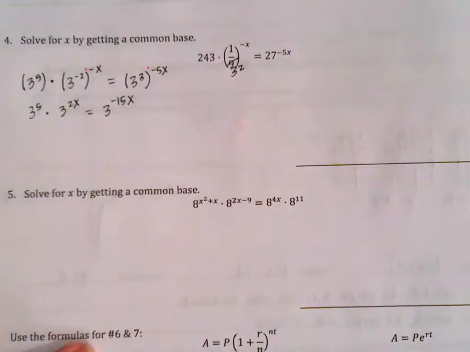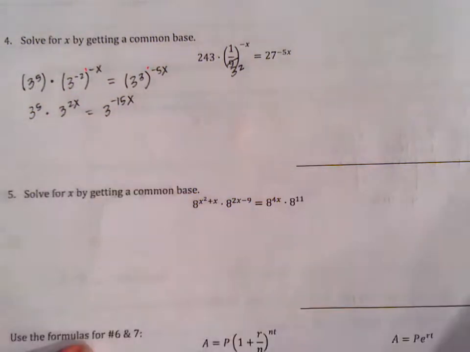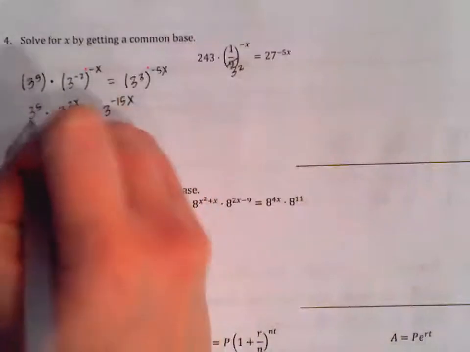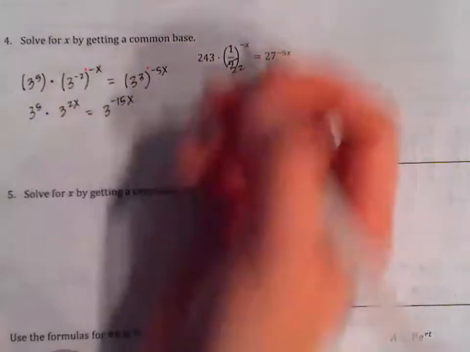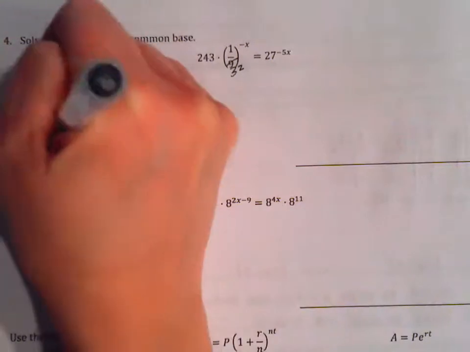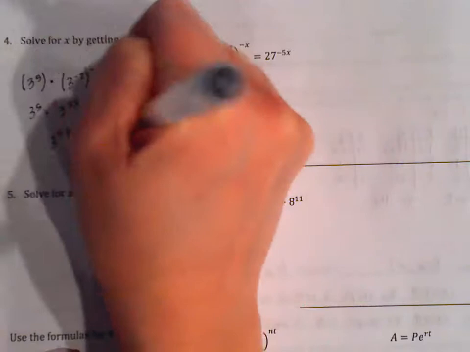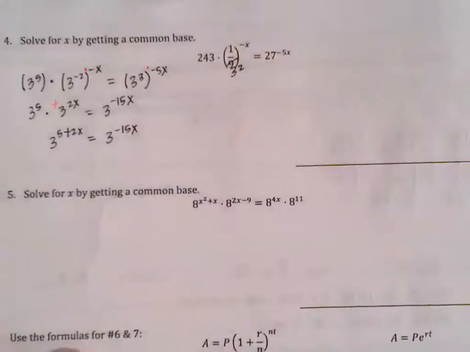And then the last thing I want to do is get it so I have one exponential on both sides. I already have one exponential here. I need to get one exponential there. So I'm going to combine these. When we are multiplying and they have the same base, I can add the exponents. But 5 and 2x cannot combine. So we just would write it as 3 to the 5 plus 2x equals 3 to the negative 15x.